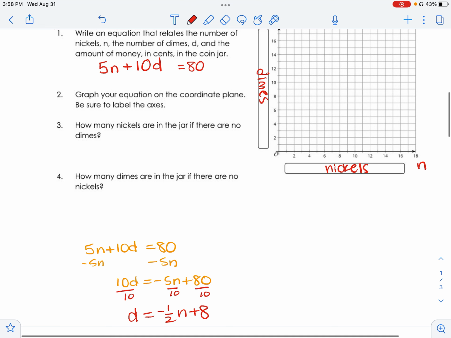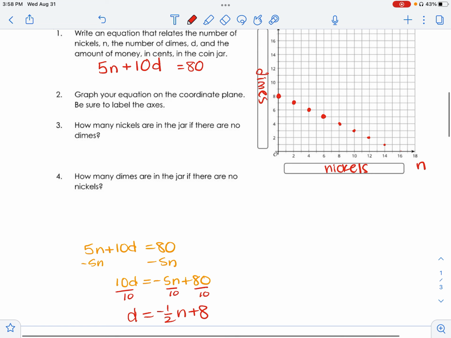We have a y-intercept of 8 and a slope of negative 1/2. So I'm going to go rise over run, down 1 over 2, down 1 over 2, down 1 over 2, and keep going. Okay, so there's our graph.